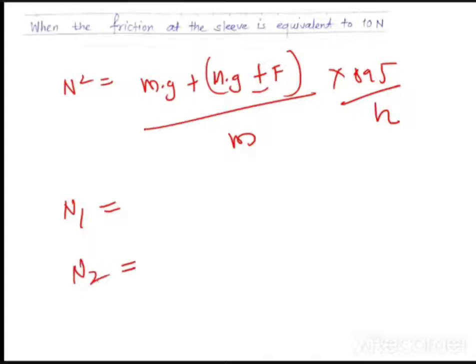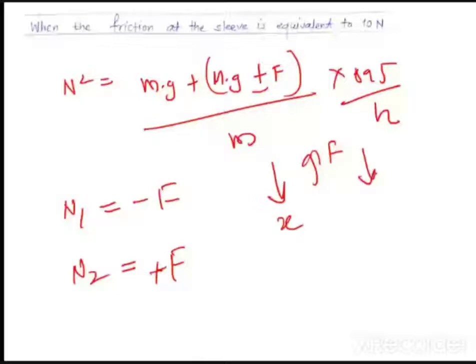Now for N1, what will you use, plus F or minus F? Minus F. Very nice. And for N2 you will use plus F. Those who have still not understood this, remember: for minimum speed, sleeve movement is downward, so the frictional force will be acting upward. Mg is acting downward, so that is why it becomes minus.